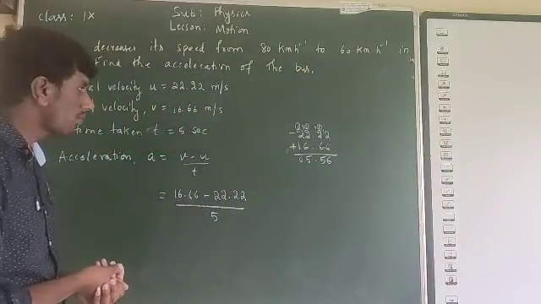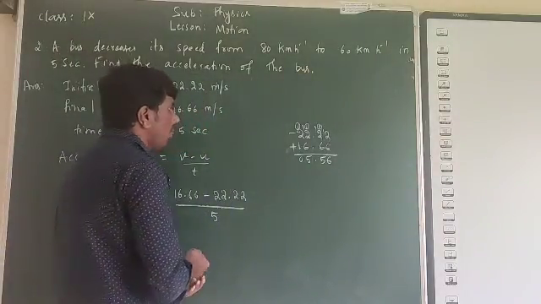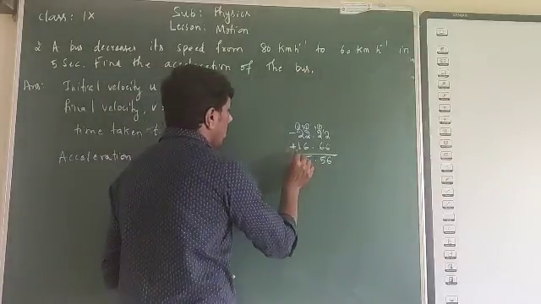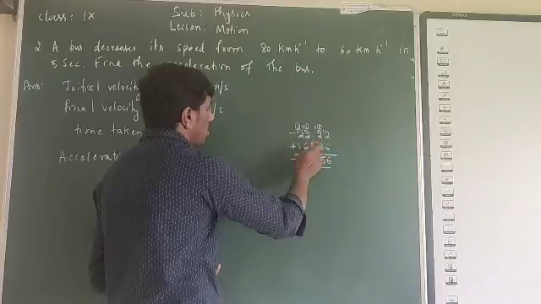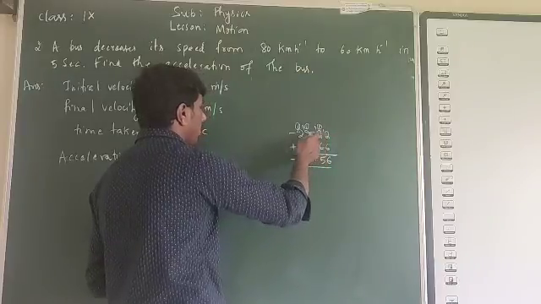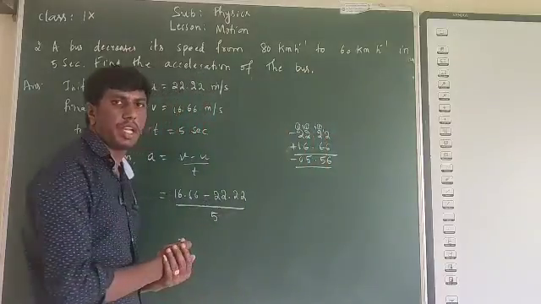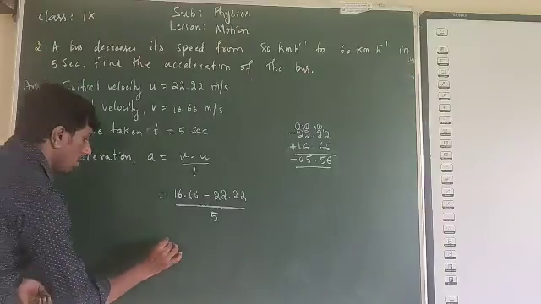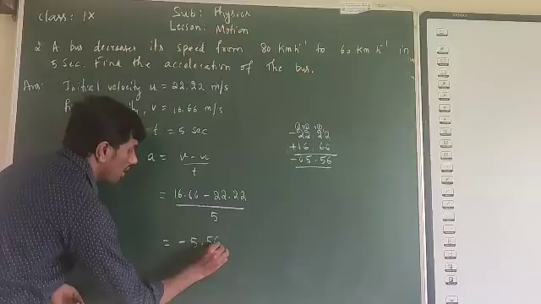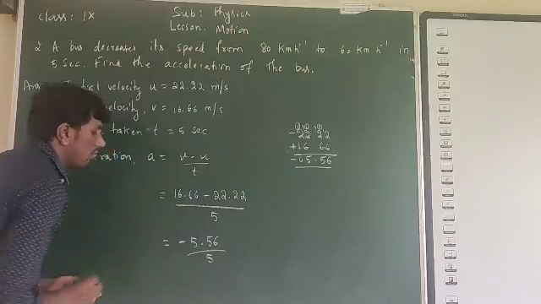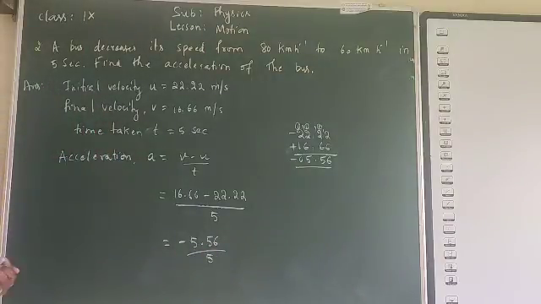So it is 5.56. Correct? 5.56, but the sign is negative, because between 22.22 and 16.66, 22.22 has the higher value, and before that we have a negative sign. Therefore it is negative. So what is the answer? Minus 5.56 divided by 5.